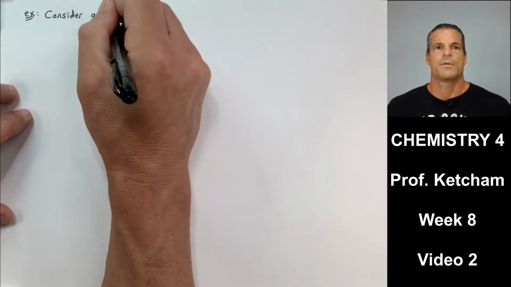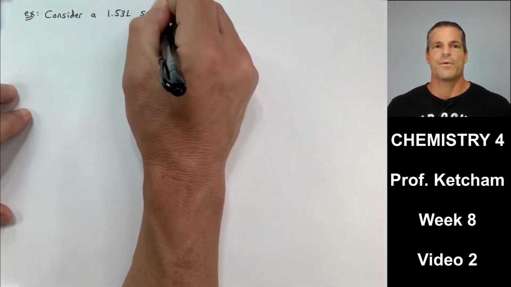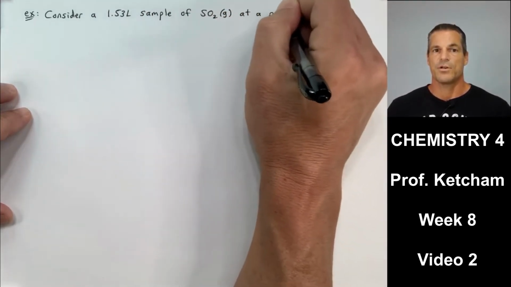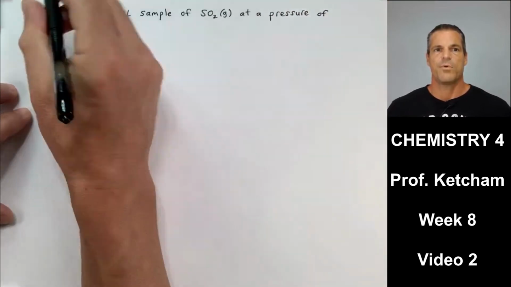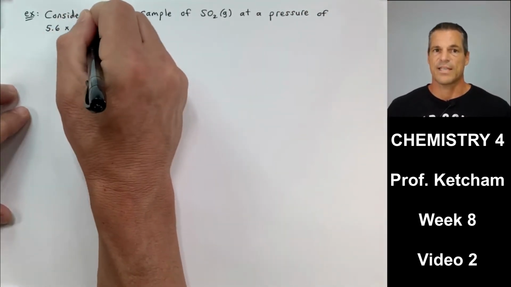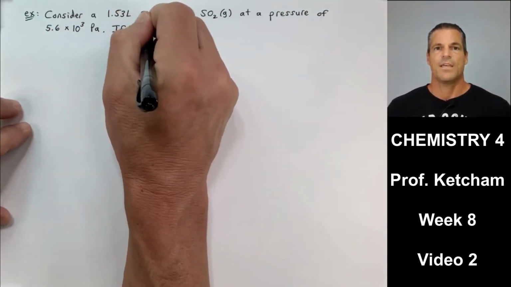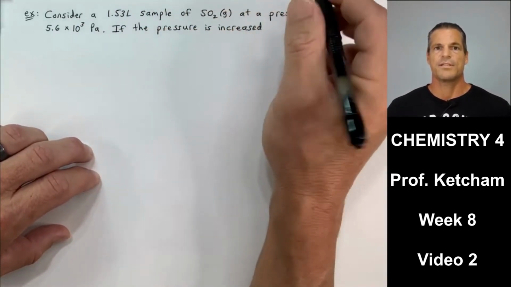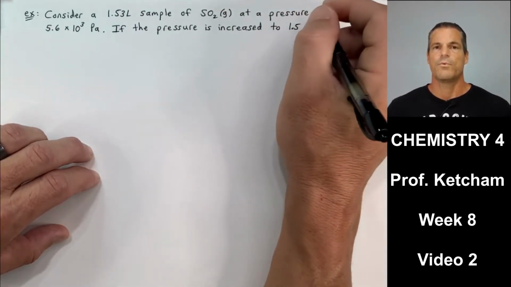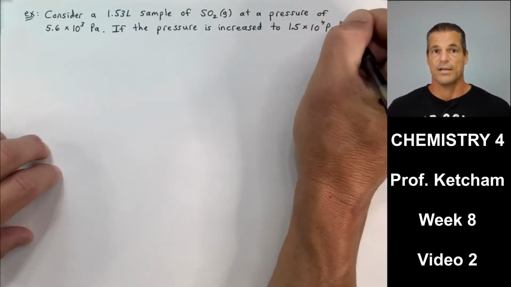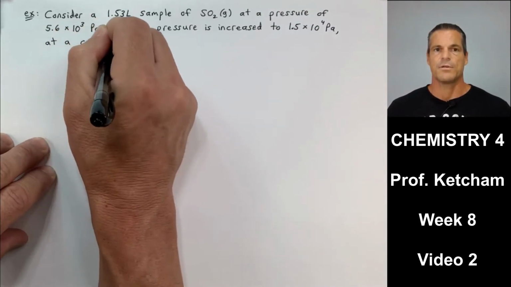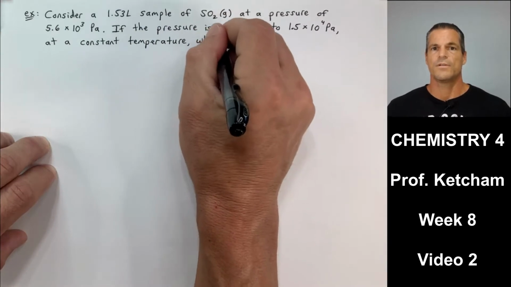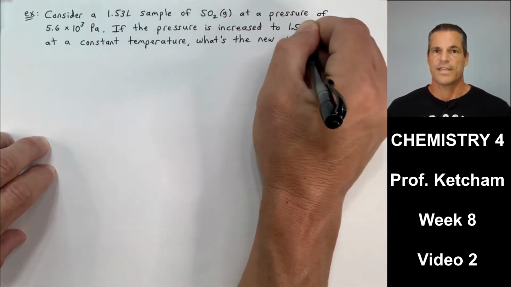Let's do an example. Consider a 1.53 liter sample of SO2 gas at a pressure of 5.6 times 10 to the third pascals. If, there's the word if, there's the conditional, the pressure is increased to 1.5 times 10 to the fourth pascals at a constant temperature, what's the new volume of the gas?